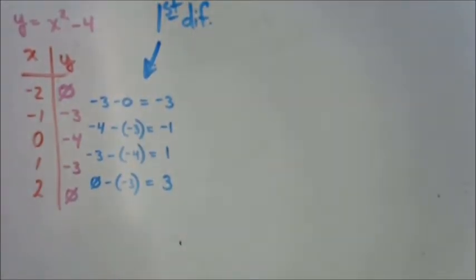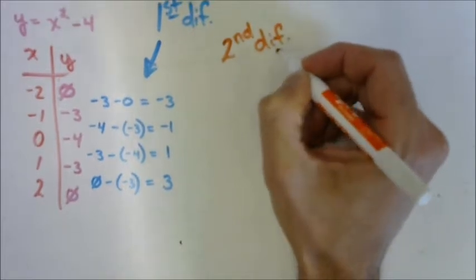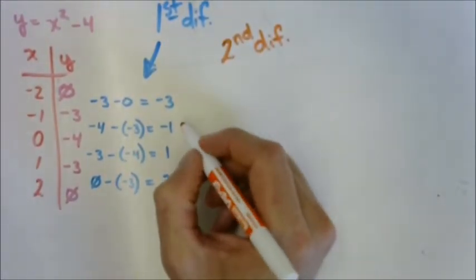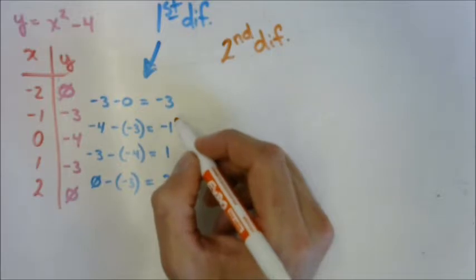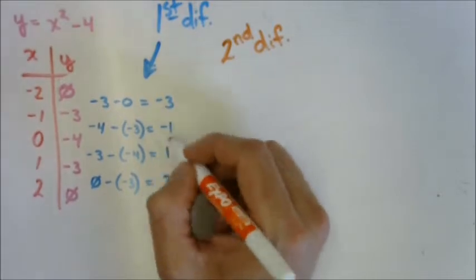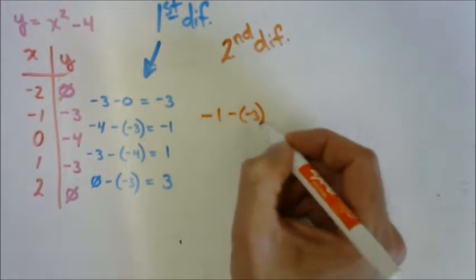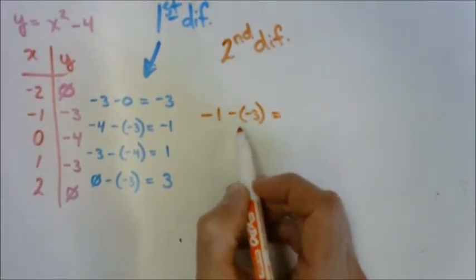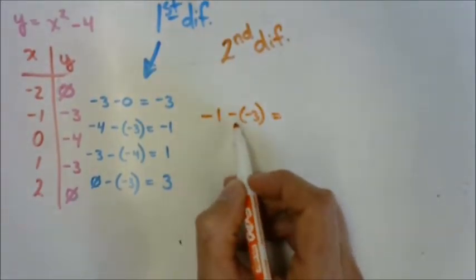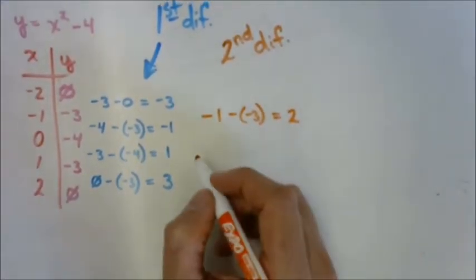So, if your first differences are not constant, you need to go for another round. You need to find the second differences. In our second difference, we're comparing the successive first differences. So now we're taking these values and asking, what's the difference between -1 and -3? The difference between -1 and -3 is -1 plus 3, positive 2.